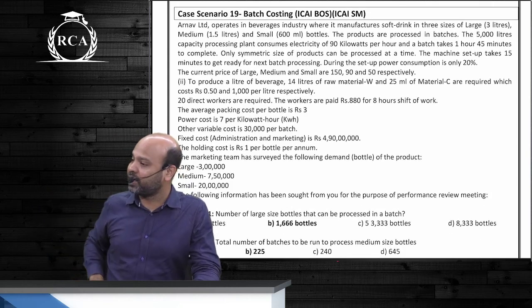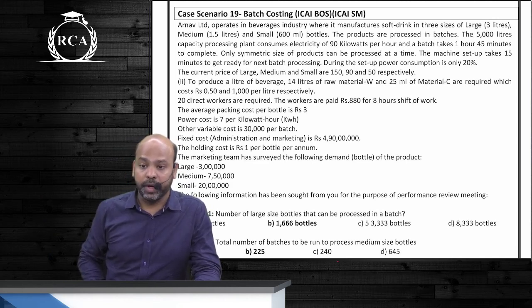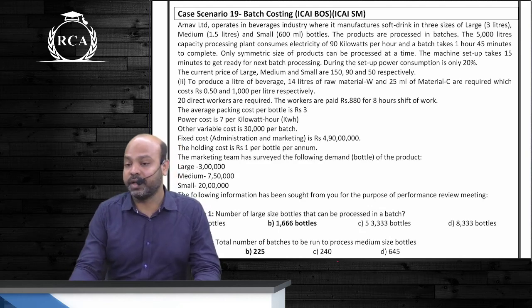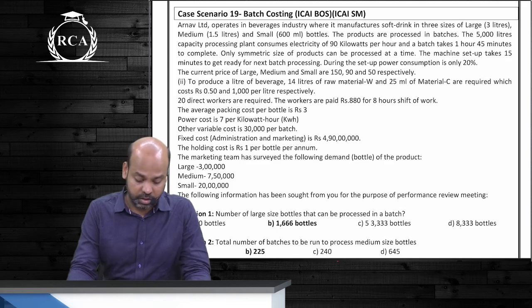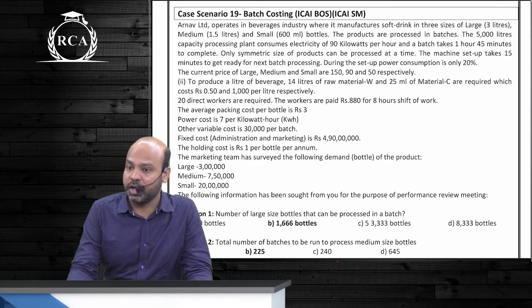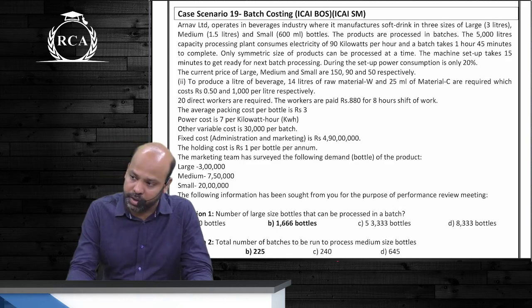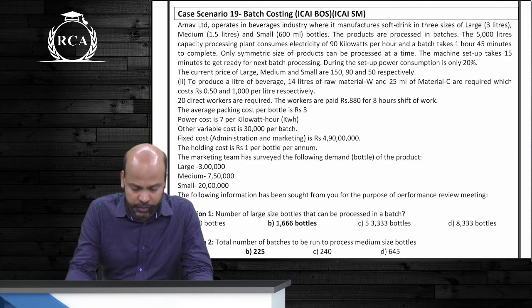20 direct workers are required. That means simultaneously, guys, in every batch you will have how many workers working? 20 workers. The workers are paid 880 rupees for an 8 hours shift of work. Normal hai yahan tak? The average packing cost per bottle is 3 rupees. So it does not matter whether it is large, medium or small. You will incur 3 rupees for all the 3 categories as packing cost.